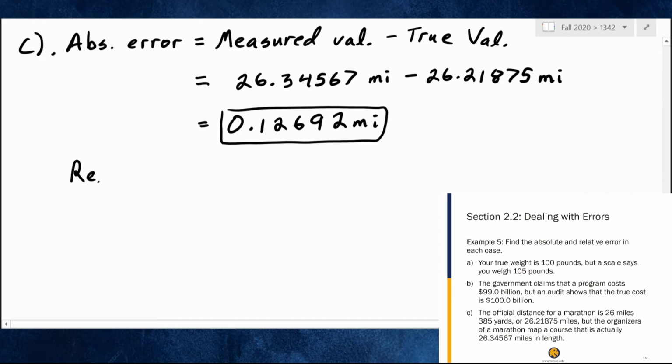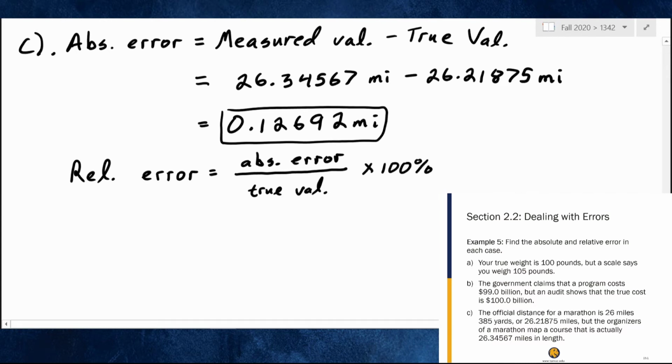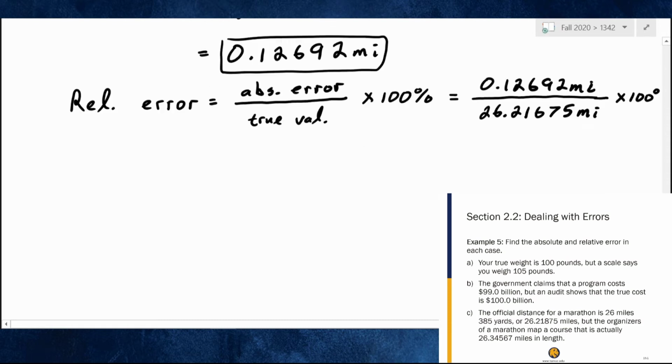To do the relative error, again, what we do, we take the absolute error and we divide it by the true value. And we times that by 100% to get it into a percentage number. So what that's going to look like here is 0.12692 miles divided by 26.21675 miles. And we multiply that again by 100%.